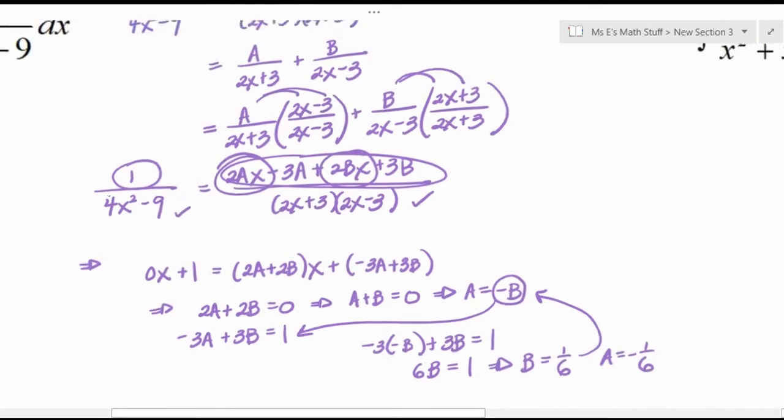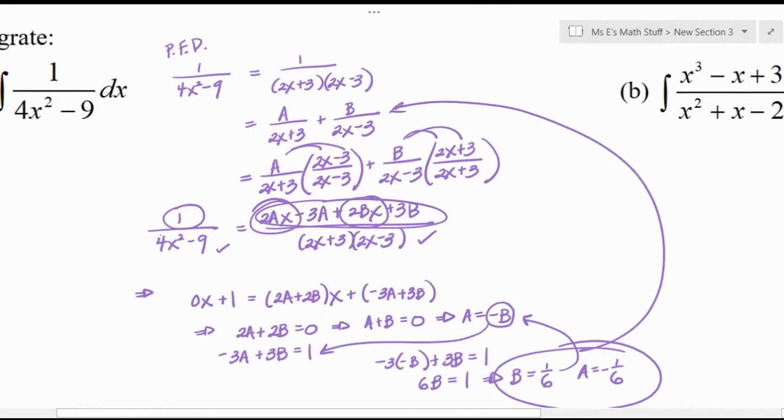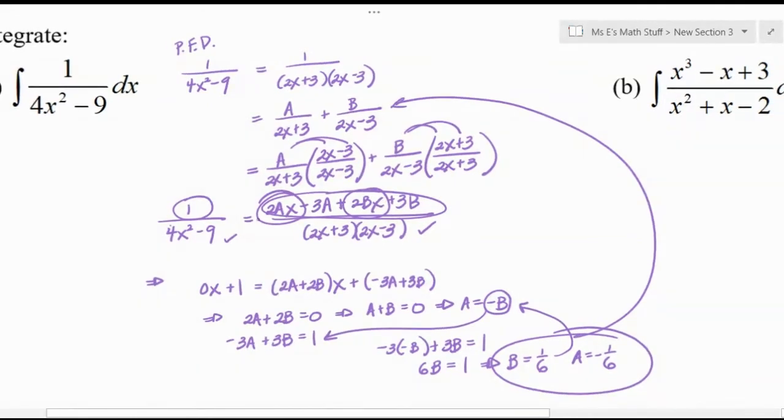There we go. All right, my friends, once you have this, you could take that and back substitute it into your form. So what does that tell me? It tells me that I could replace this integrand over here with negative 1/6 over 2x plus 3 plus positive 1/6 over 2x minus 3.